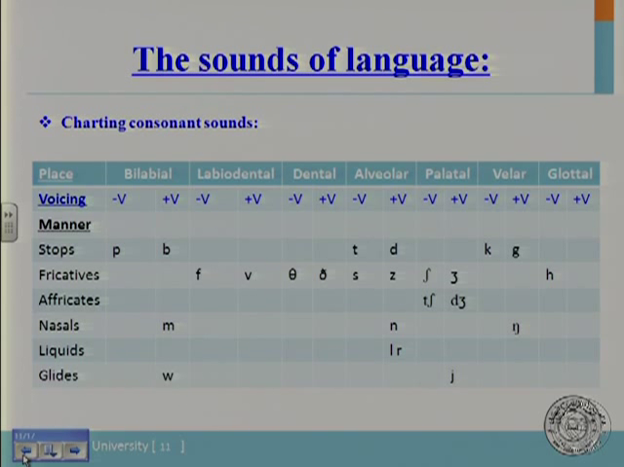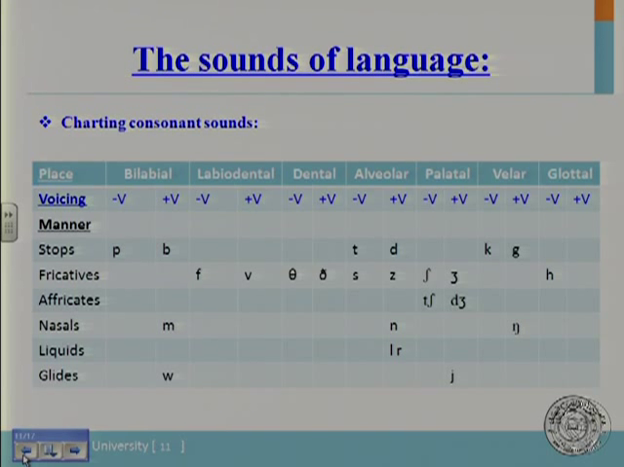In alveolar, we have a nasal sound that is N, and we have two liquids. We have L and R. These two sounds are called liquids, but we can give a description: they are alveolar, liquid, voiced sounds.